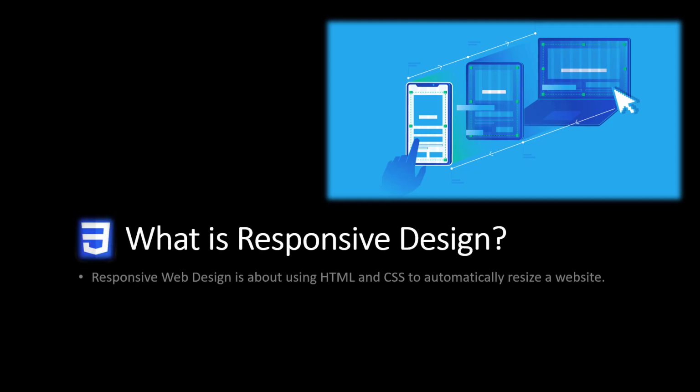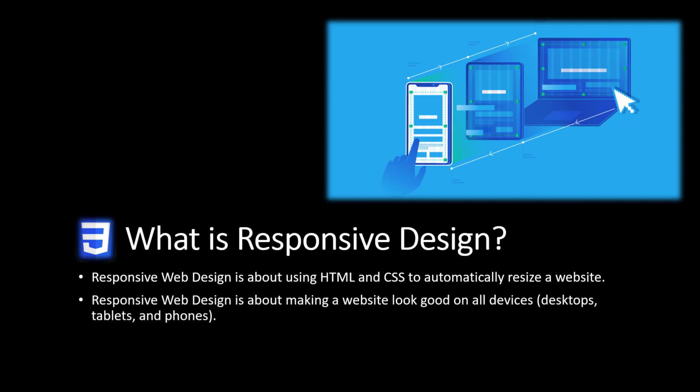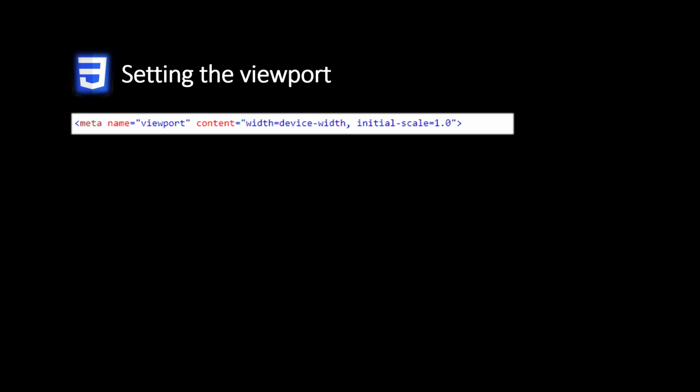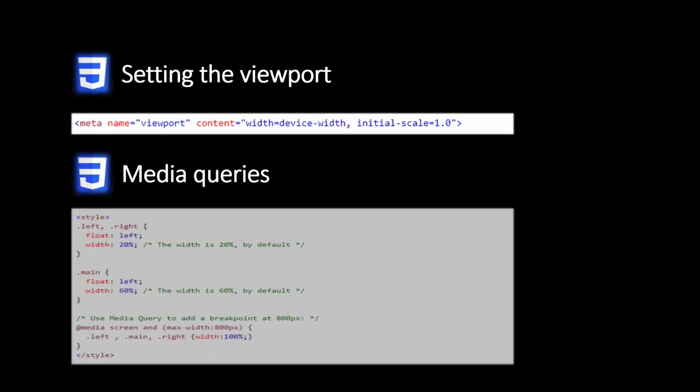What's responsive design? Responsive web design is about using HTML and CSS to automatically resize a website. It is about making a website look good on all devices like desktops, tablets, and phones. Setting the viewport. Here you can see we have a meta element with attributes like content width equal to device-width, initial-scale 1.0. This is how we set the viewport inside our HTML web page, in the head part.